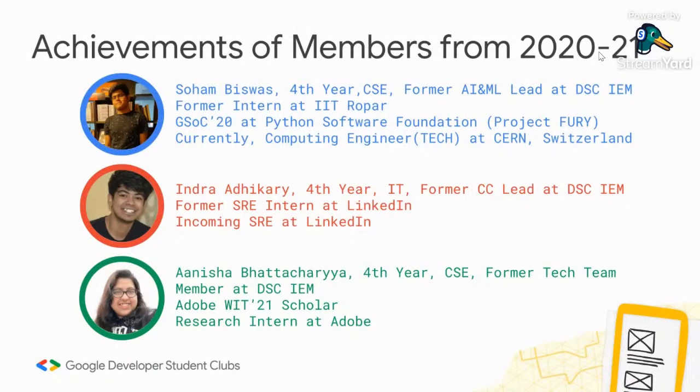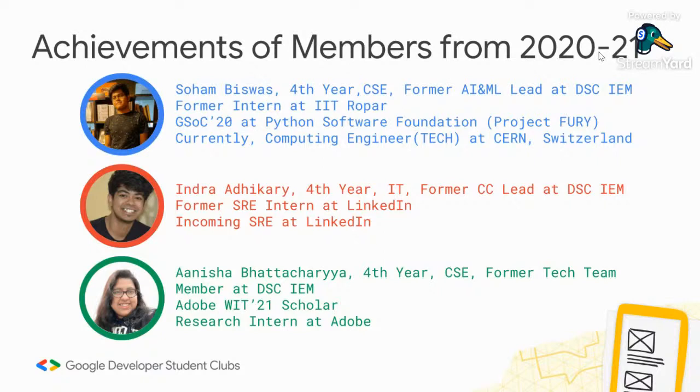Okay, coming to the achievements of members from the previous session, we have a lot of achievements, but listing them down is a very tough task. So we listed some people who are at the peak of what they are doing. First of all, we have Soam Biswas. We probably had him in the chat as well. He's currently in his fourth year pursuing CSE. He was the former AIML lead at DSC-IEM. He was a former intern at IIT Ropar. He cleared his GSOC in 2020, working for Python Software Foundation under the project Fury.